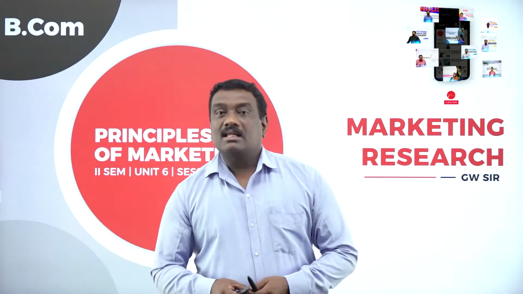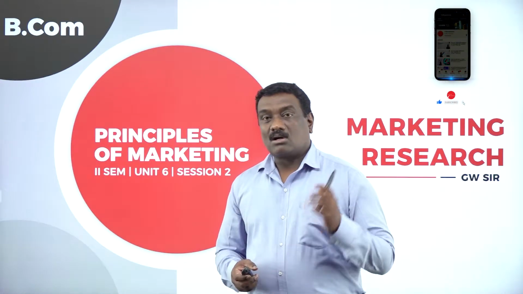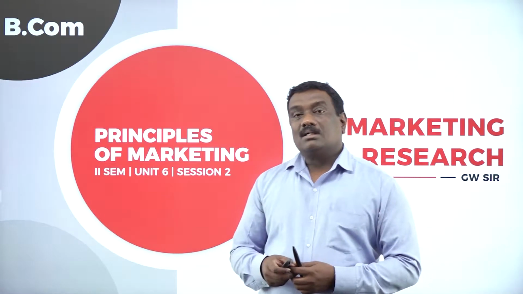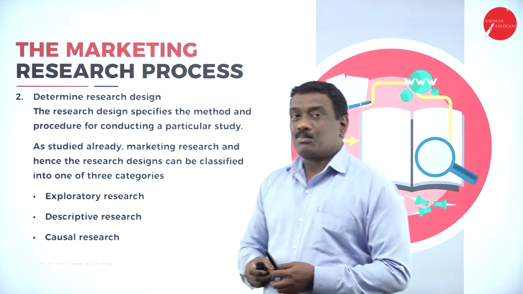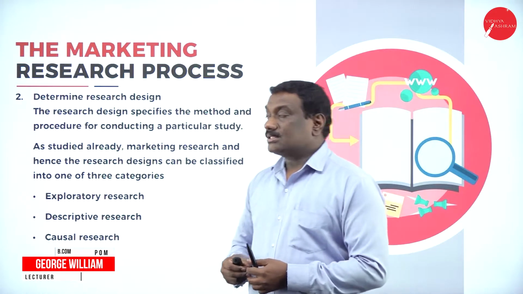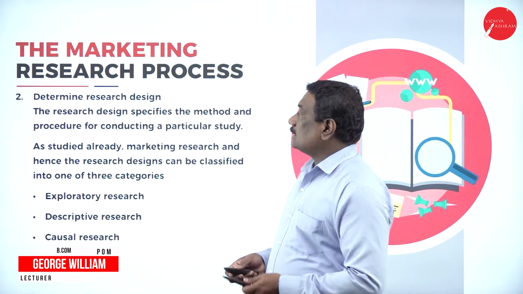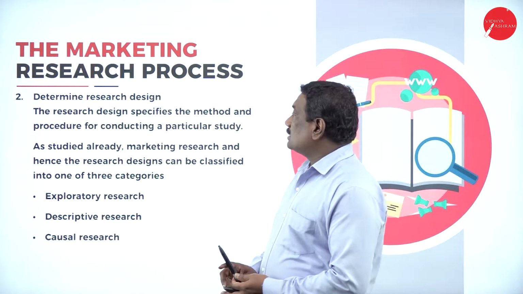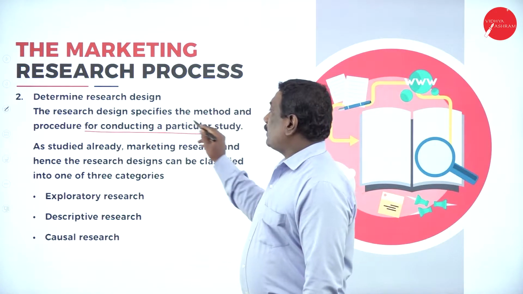Dear students, in the last class I was explaining to you about Unit 6, that is Marketing Research, in Session 1. Today we'll take up Session 2, that is the continuation of that particular market research process. So we shall continue with this, and we start with the second point, that is determining research design. It says the research design specifies the method and procedure for conducting a particular study.